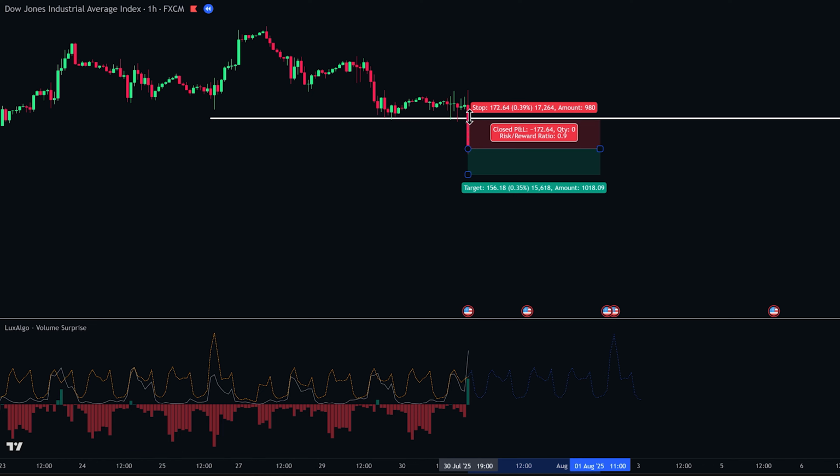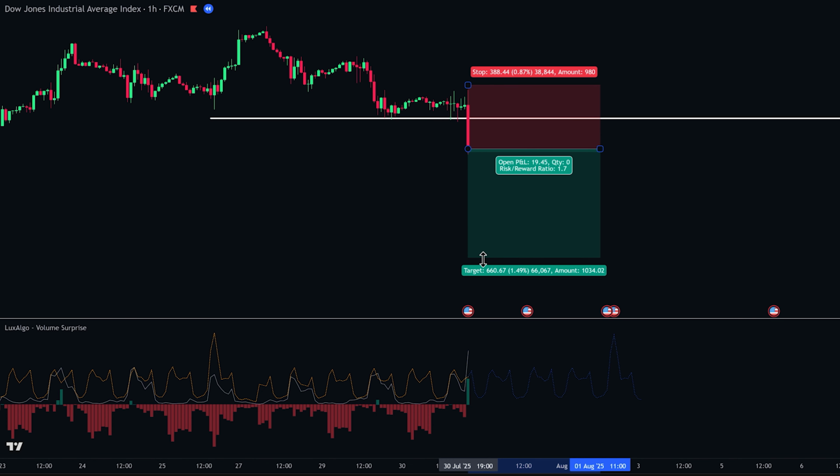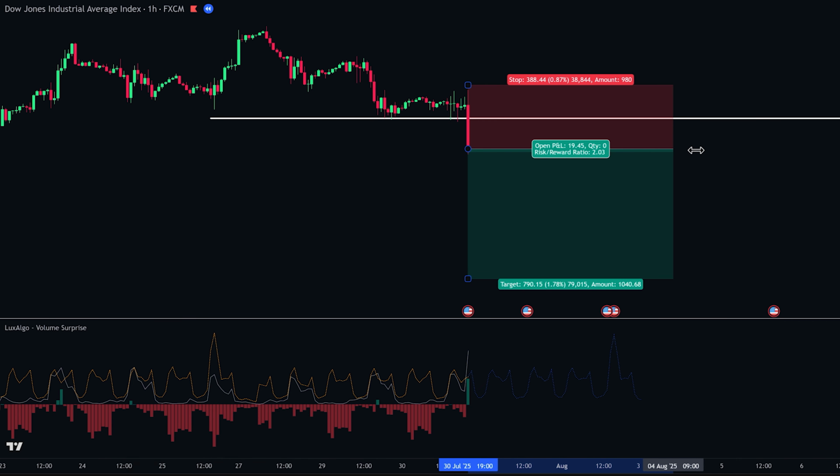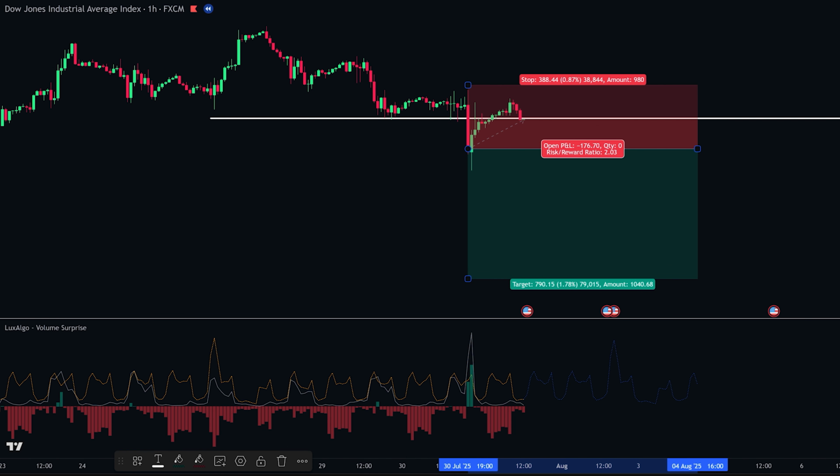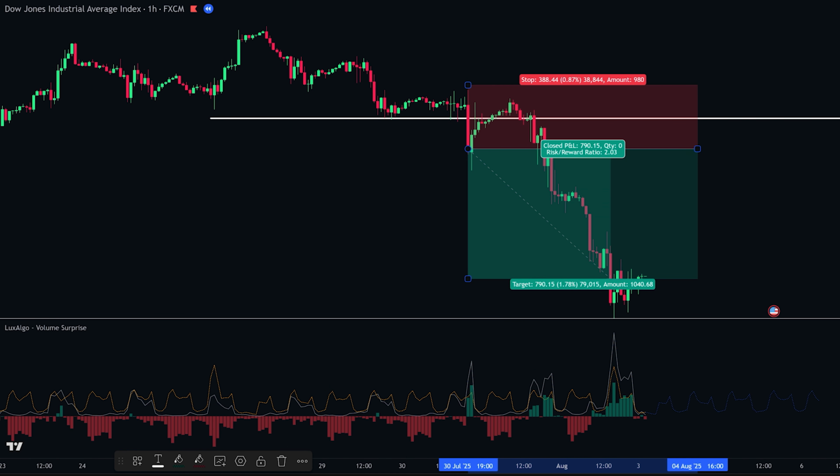Place your stop just above the breakout candle. And again, aim for a 1 to 2 risk to reward target. This setup is most effective during high volume sessions like the London or New York Open when large participants enter the market.